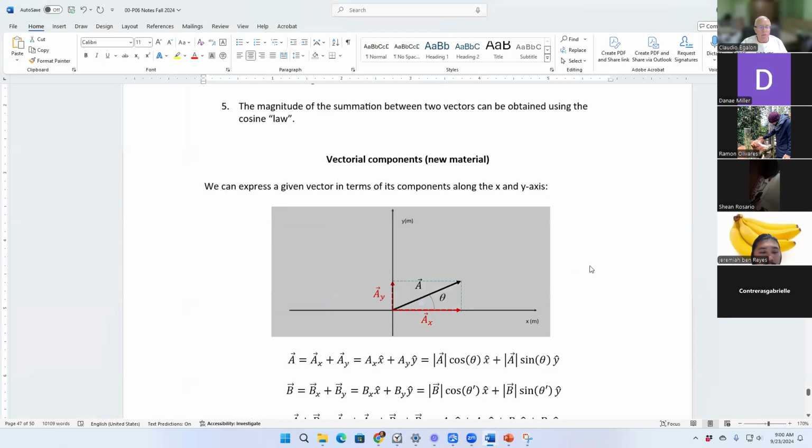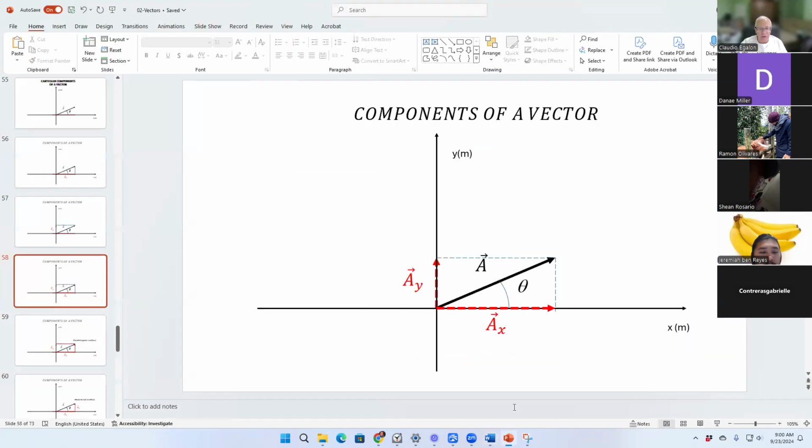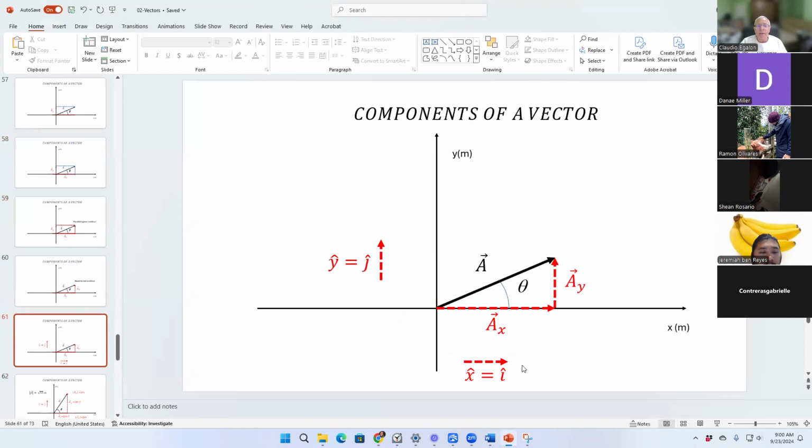But then you can go further. You can go further than that. Okay? And instead of writing the x component of A as a vector, instead we choose to first define a unit vector along the x-axis.